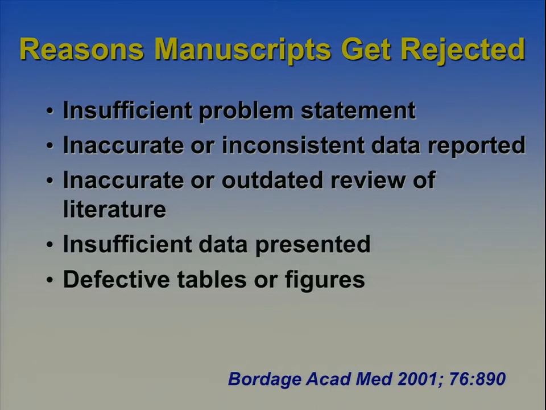So if you're considering writing a paper or considering a project, think about what the problem is that you're trying to answer. Inaccurate or inconsistent data, inaccurate or outdated review of the literature. The literature should be timely and appropriate. Insufficient data presented, and defective tables or figures. Now, we're not going to go into detail about any of these.